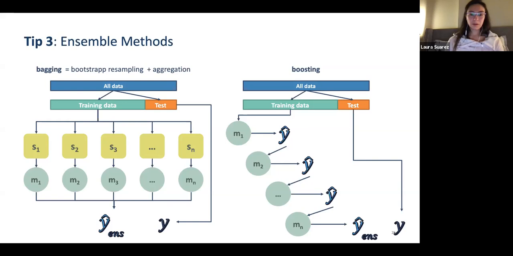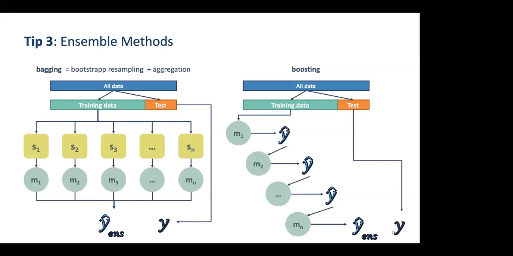Mm-hmm. Let's see if there are more questions about this part. We have a question: how would we differentiate feature or dataset hacking from feature selection in dimensionality reduction?